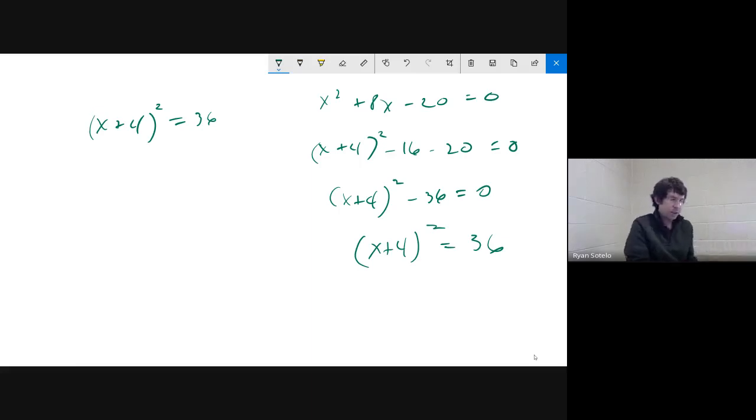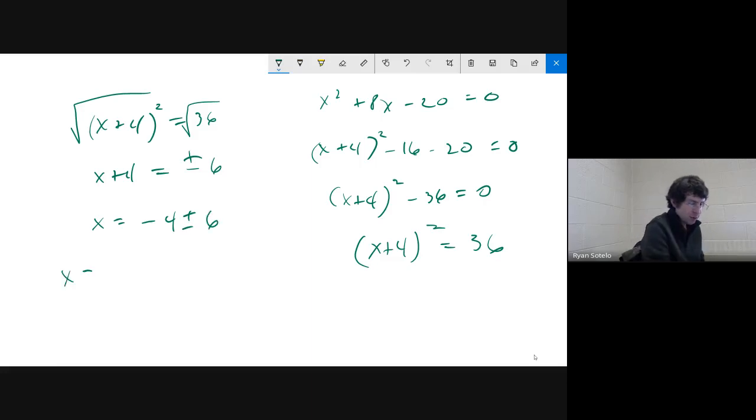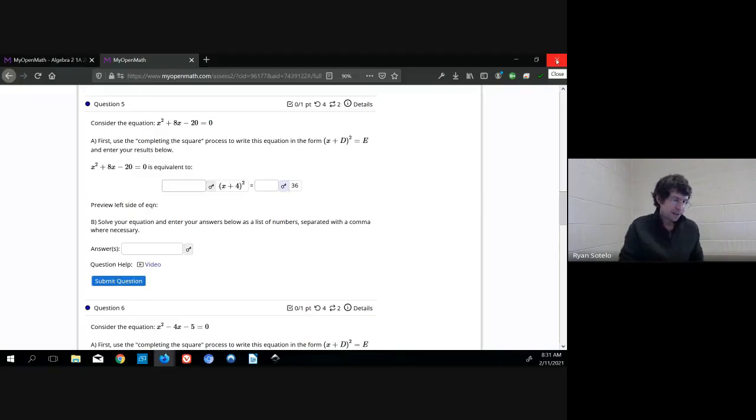Now they want the solutions. So I'm just going to square root both sides. I get x plus 4 is equal to plus or minus square root of 36 is 6. So I have x is equal to minus 4 plus or minus 6. So one of my answers will be negative 4 plus 6, that's 2. And one of my answers will be negative 4 minus 6, that's minus 10. So those are my two answers, 2 and minus 10. Yeah, I just separate it with a comma.